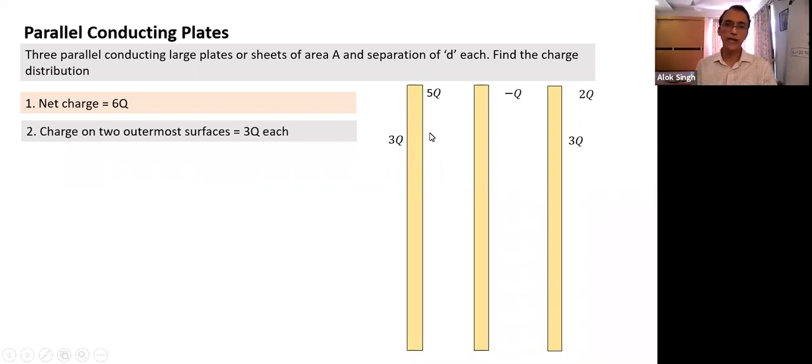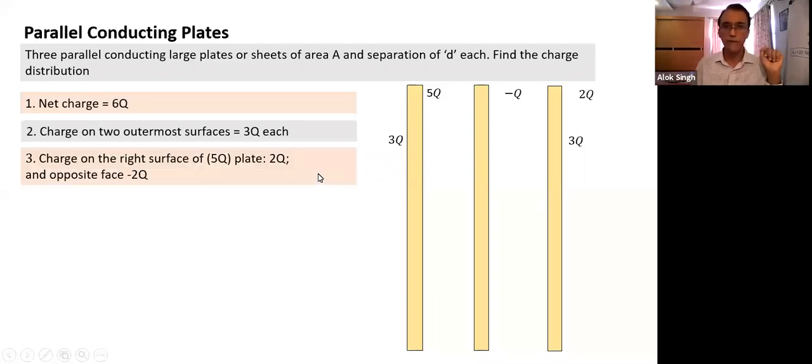So I can easily find the charge here is 2Q, and the moment this is 2Q, I know the opposite surface is minus 2Q. Very easily I can do the next step. The charge on the right surface of the 5Q plate is 2Q, and the opposite surface is minus 2Q. I get these 2 numbers.